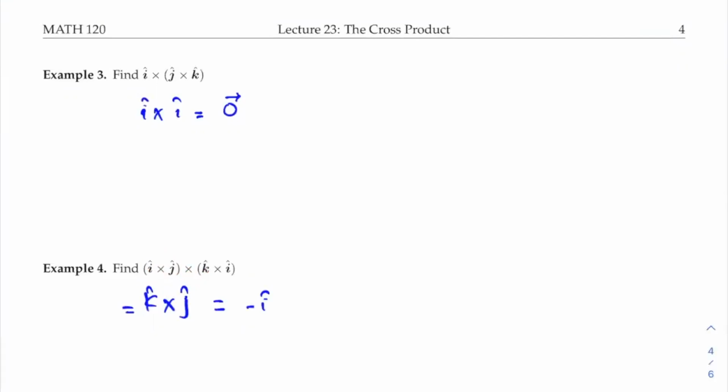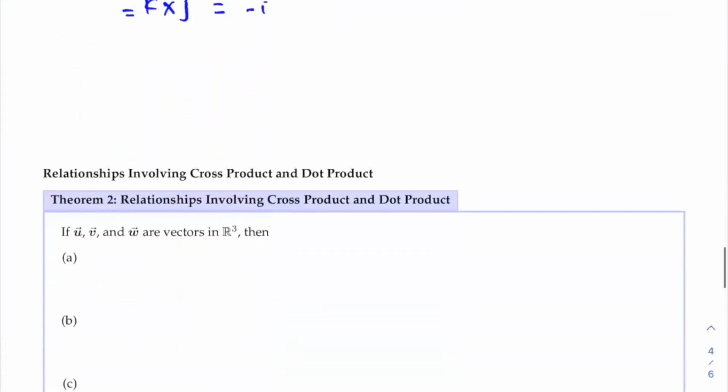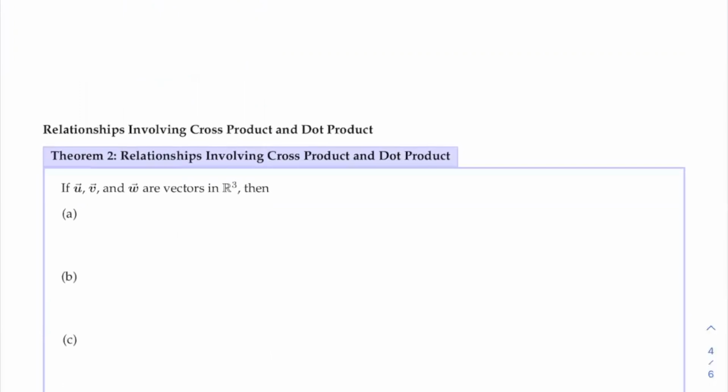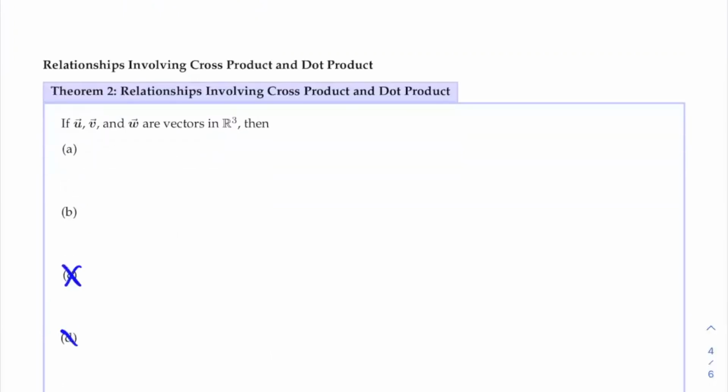Right, so straightforward. Okay, so now we're going to move on to another application of the cross product, which is to see the relationship between the cross product and the dot product. In this theorem, it's going to look at two statements instead of 5 like this. So I'm going to cross out C, D, and E. At the beginning, I planned for 5 different properties, but I decided to show you just 2 properties that connect the cross product and the dot product together.